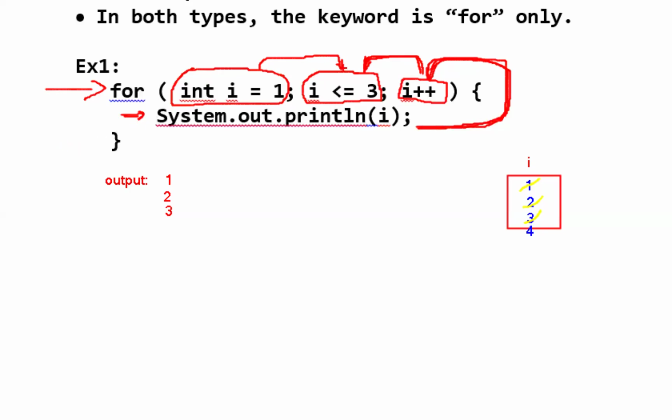Because the condition is false, control will come out of the loop and enter the next statement. Am I clear? What's the output printed? 1, 2, 3. Tell me how many times initialization is executed? Only once. Not every time, only once.